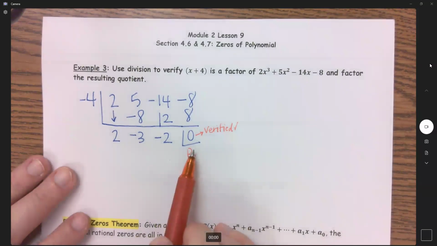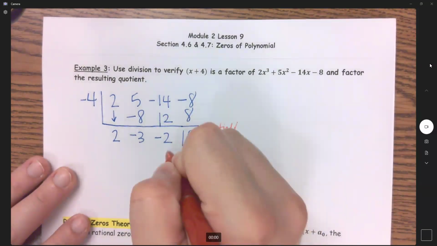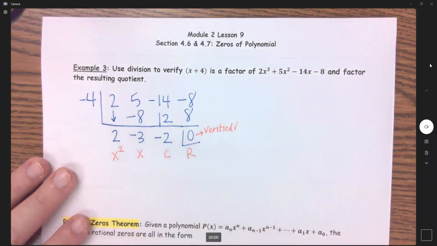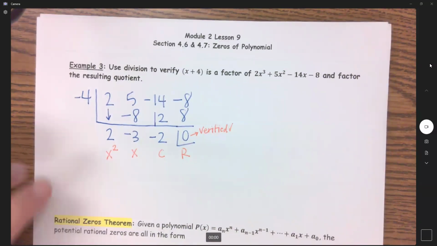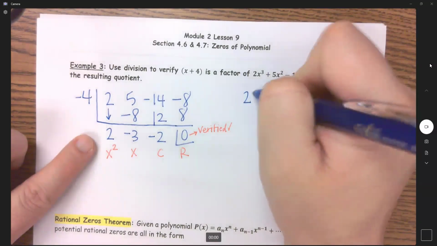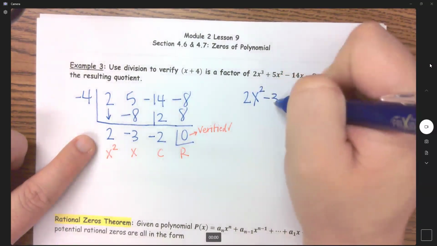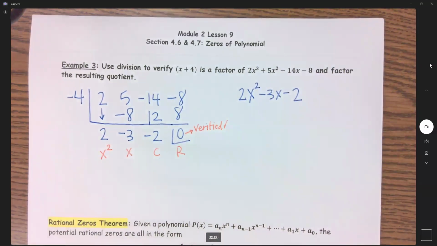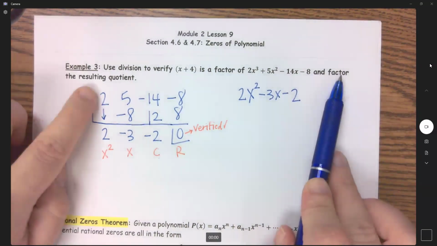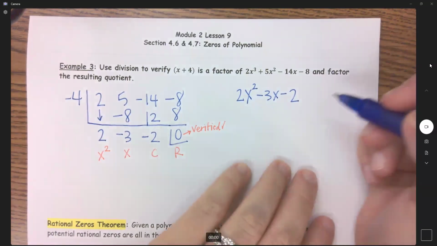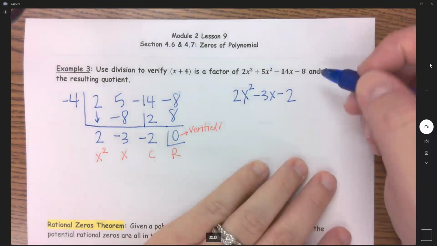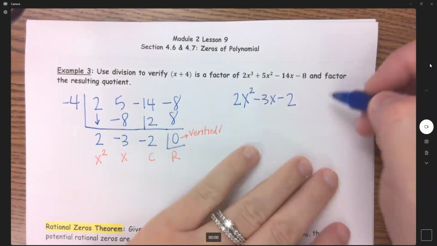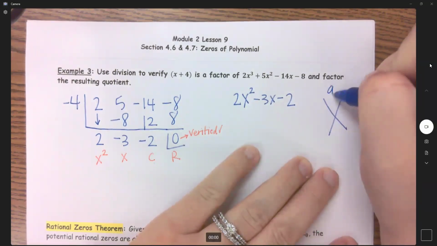So now what do we have left? If my remainder is 0, this is my constant, my x, and my x squared. So we have 2x squared minus 3x minus 2. So we need to factor the resulting quotient. So we have a trinomial. So for trinomials, do we have a GCF? And we don't. So now let's go into our x.